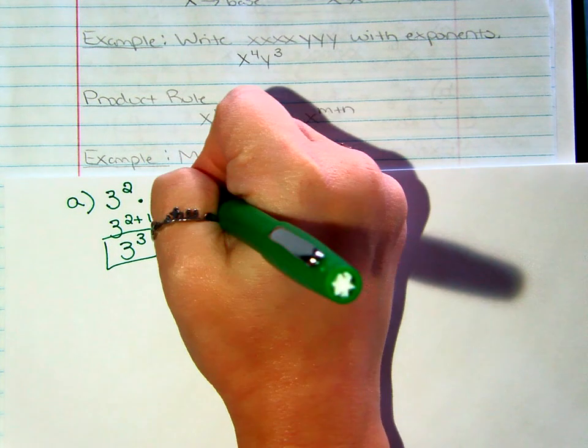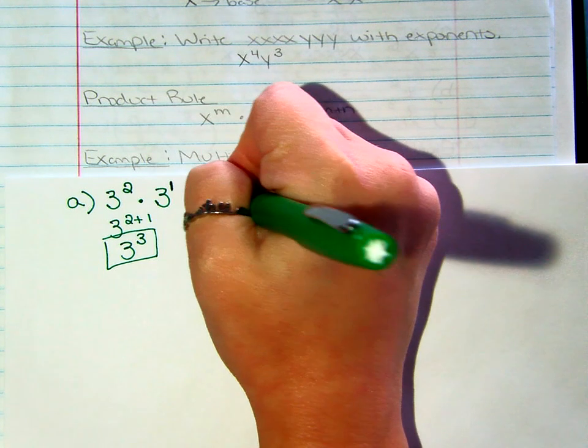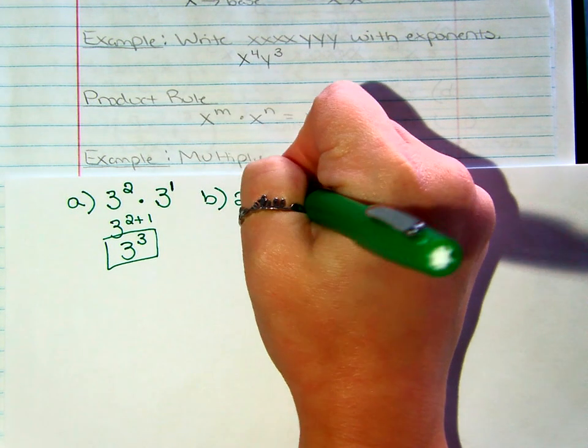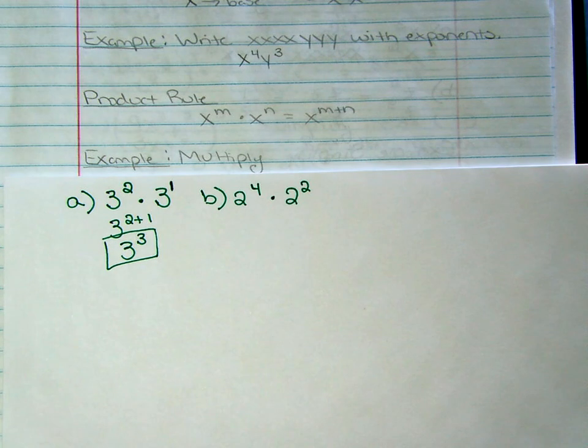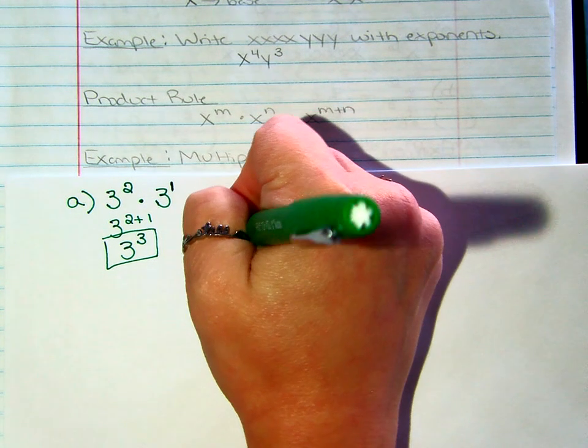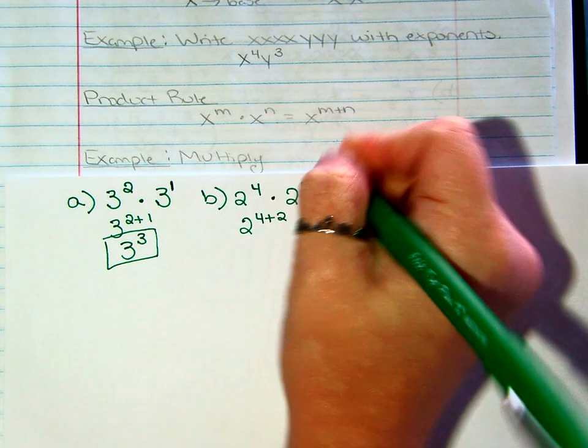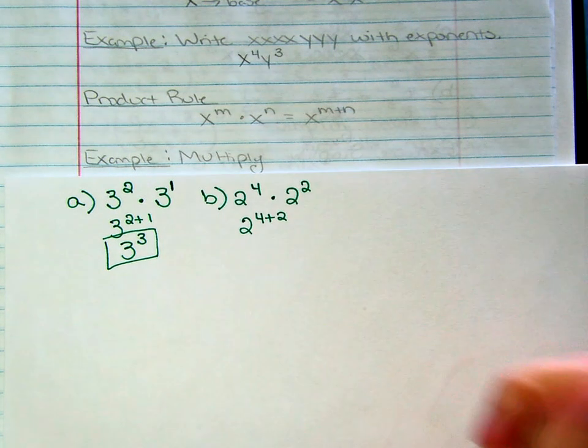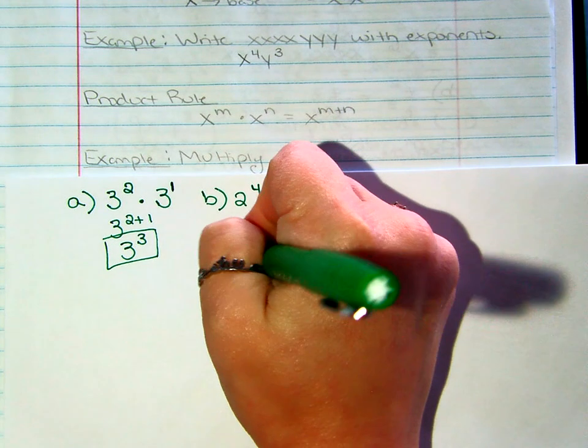So let's look at another one. 2 to the fourth times 2 squared. What would that become, if we leave it in exponential form? Two to the sixth power, that's exactly right. Because using our product rule, we are allowed to add those two exponents together because our bases are the same. 4 plus 2 is 6.